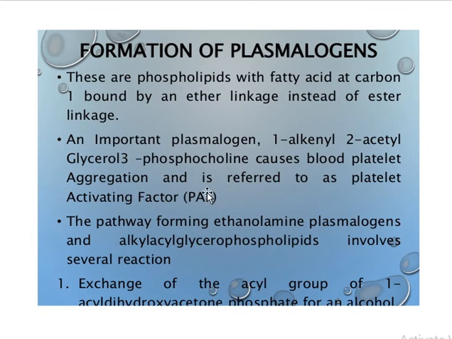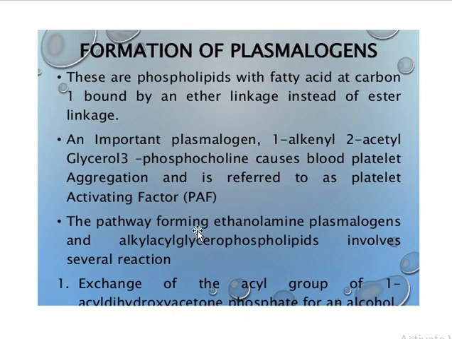The synthesis of plasmalogens is from the dihydroxyacetone phosphate. For the synthesis of plasmalogen, first of all, the first carbon of dihydroxyacetone phosphate is acylated with a fatty acid to form the 1-acyl dihydroxyacetone phosphate.